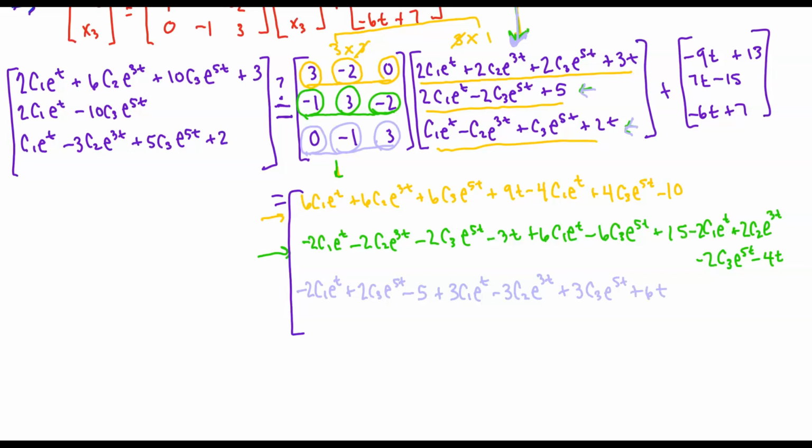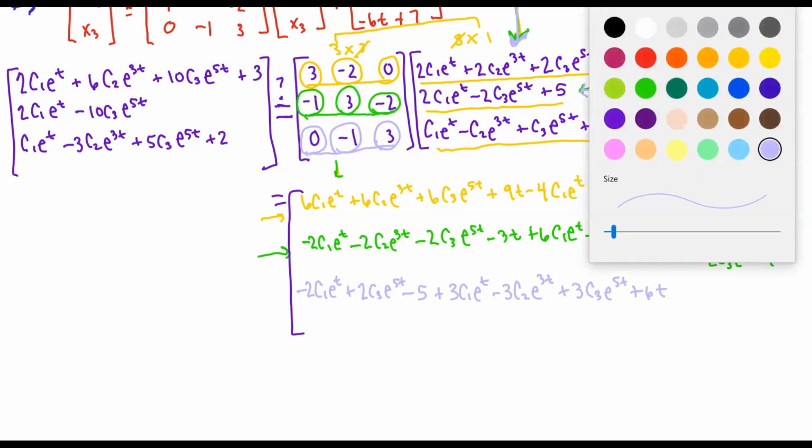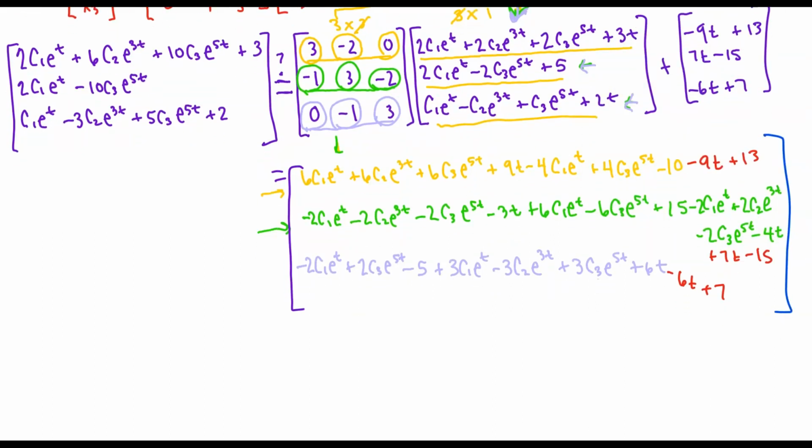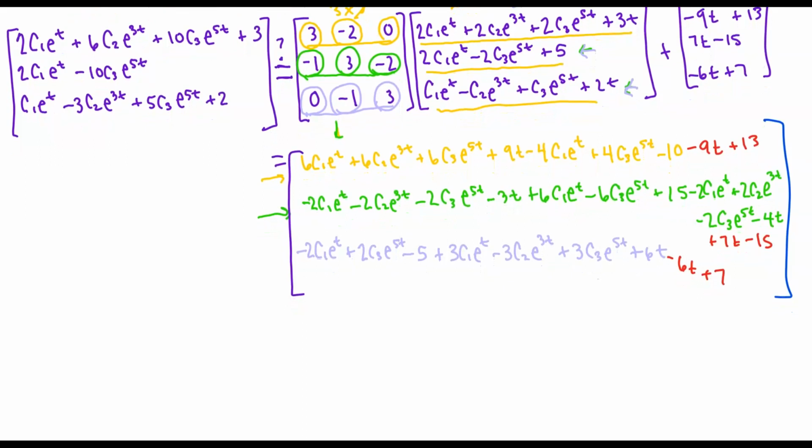Okay, so that's a 3 by 1 column vector. And then notice I'm going to add to that another 3 by 1 column vector. So I'm going to go ahead and tack those on to this step. Row 1 gets added to row 1. Here we have another 7t minus 15, and here we have a minus 6t plus 7. Our last goal here is to simplify and to make sure the left side is equivalent to the right side.